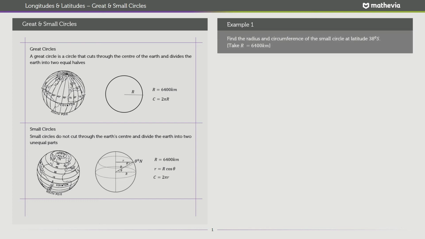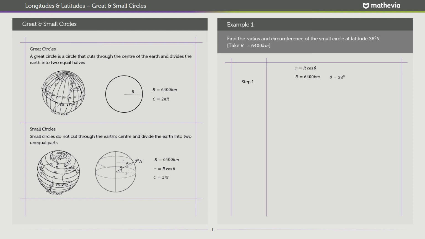Example 1. Find the radius and circumference of the small circle at latitude 38 degrees south. We've been asked to take R as 6,400 kilometers. We have that r equals big R cos theta. Big R is 6,400 kilometers, theta is 38 degrees, and r is 6,400 times cos 38. That gives us 5,043 kilometers. Now we have to find the circumference, we just go 2 pi r. We have 2 times pi times 5,043, and we end up with 31,686 kilometers. And that's it.